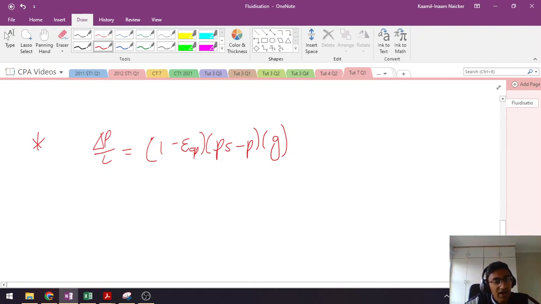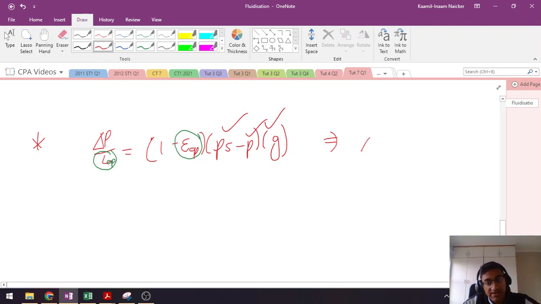So I know that delta P over L is equal to this equation here. And so you can see, this implies, okay, so I know the gravity, I know the density of the solid, I know the density of the gas, but I do not know the operating epsilon, and I do not know the length. Because this is the operating epsilon, this is the operating length. So you can make a note of that as well.